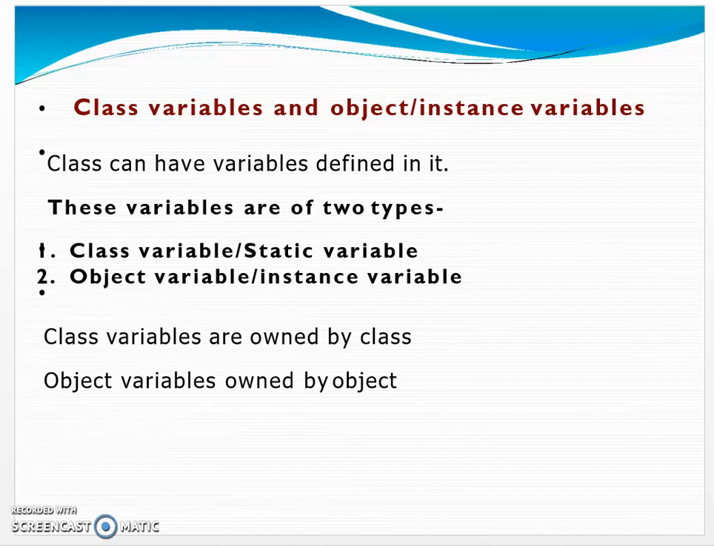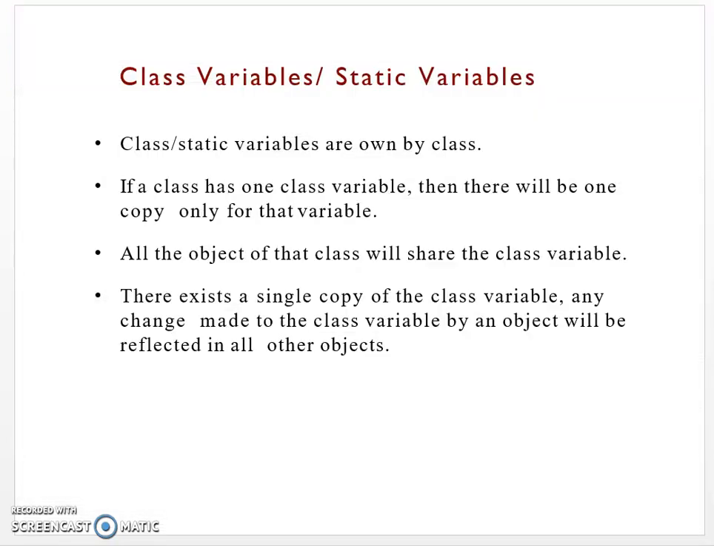So there are two types of variables available in a class: the class variable and the instance variable, or we can call it an object variable. So first we will see what is meant by class variable. A class variable, or we can say a static variable, is a variable which is owned by the class. So if a class has one class variable, then there will be only one copy of that variable throughout the program. All the objects of that class will share the class variable.